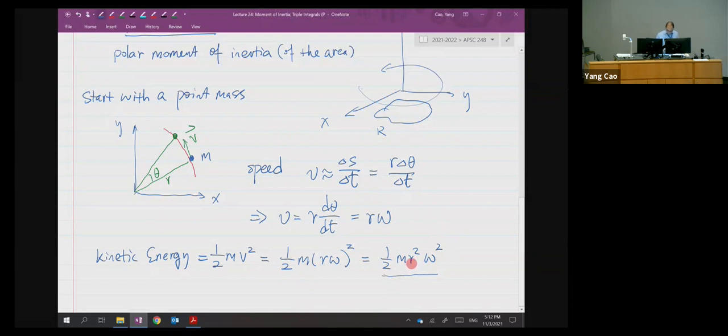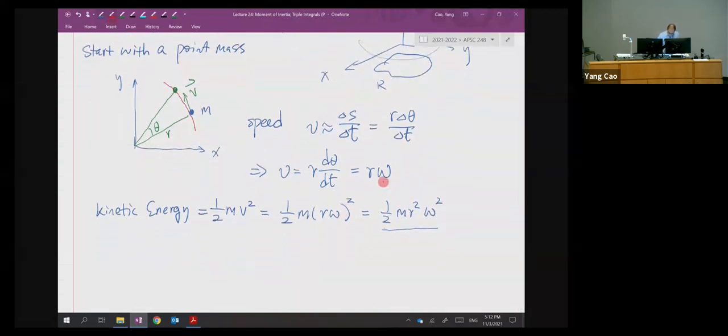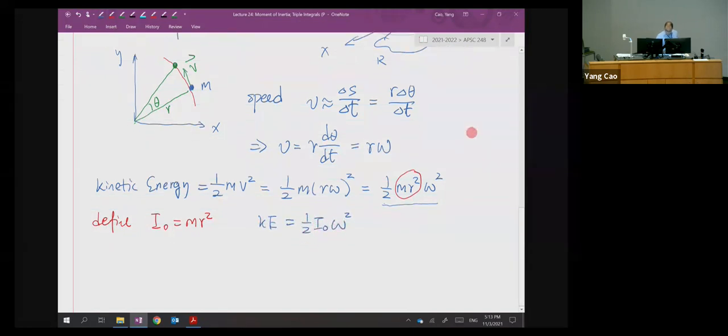Now I'm going to define a new term, this term here. Let's call it I naught, equal to m r squared. So we define this m r squared as a new symbol, call it I naught. Then your kinetic energy will basically equal 1/2 I naught omega squared.